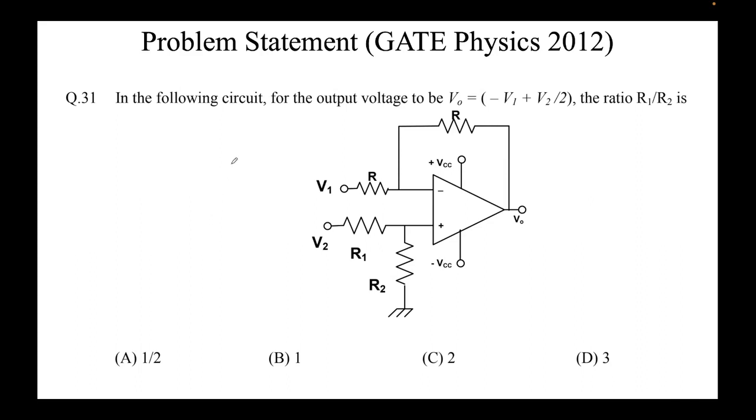Okay, so here this question is from 2012, and it says that the output voltage has been given to us. As I told you in the last class, whenever a circuit is provided, we check for three things.